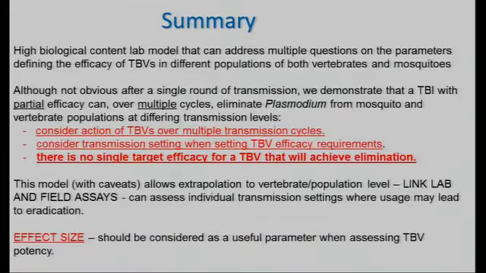So in summary, it's a text-heavy slide, so I'll condense it, but we've got a high biological content lab model that can address multiple questions on parameters defining TBV efficacies in different populations. And then the three main take-home points are in red here. We really need to start considering the action of TBVs over multiple transmission cycles. We're not doing that during our current lab-based assays at all, and we should start considering it at least.